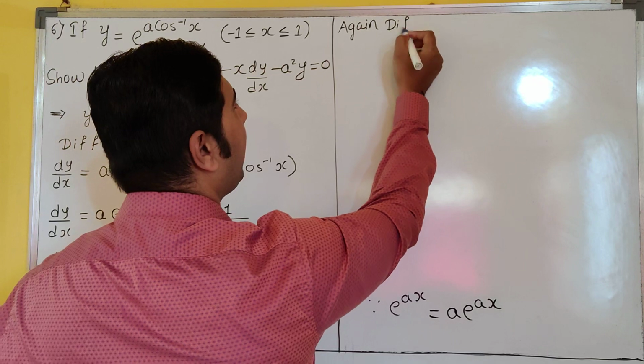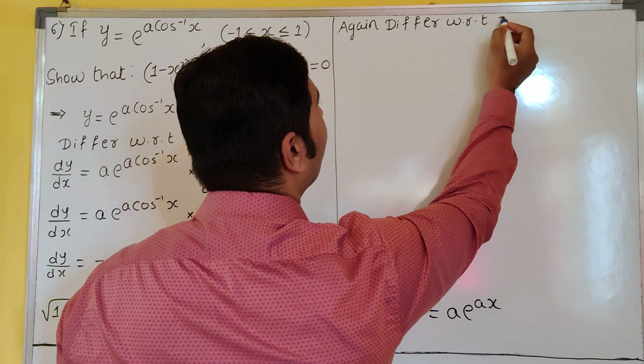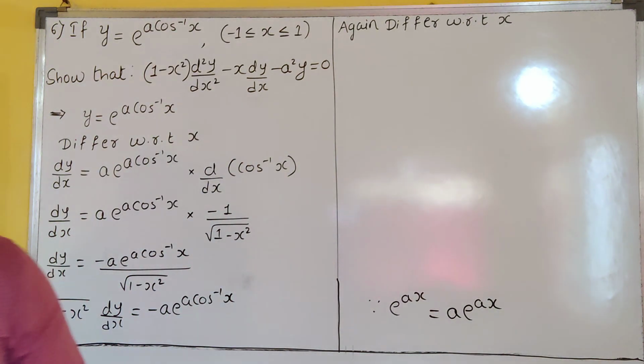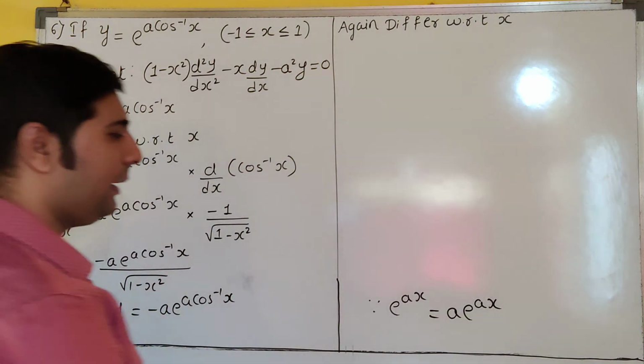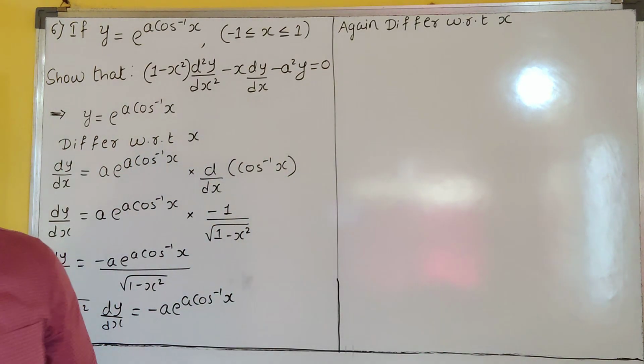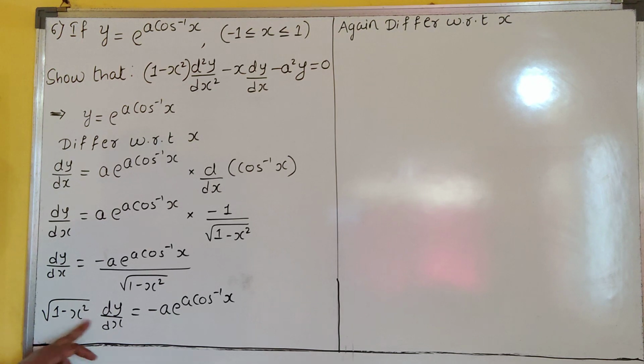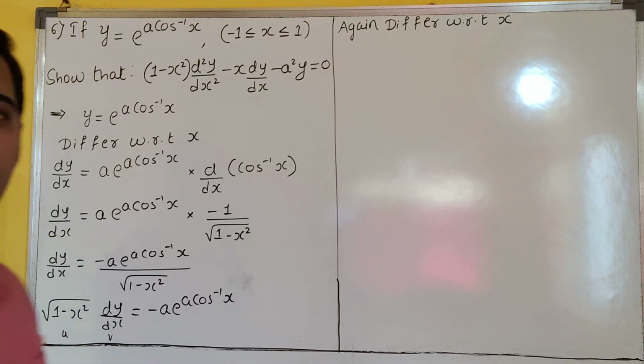Again differentiate with respect to x, dear students. Again we will differentiate this. I hope you have written this formula. This is not required. Already you know the formula. We have written here how to use that one. So u into v, this is u and this is v, dear students. Root 1 minus x square is u, dy by dx is v.